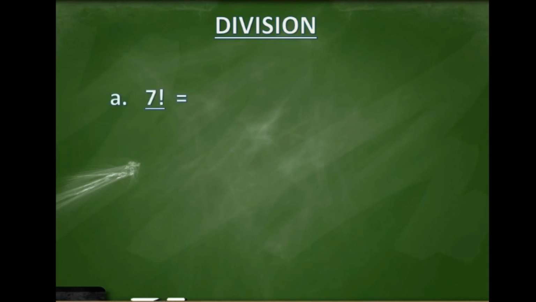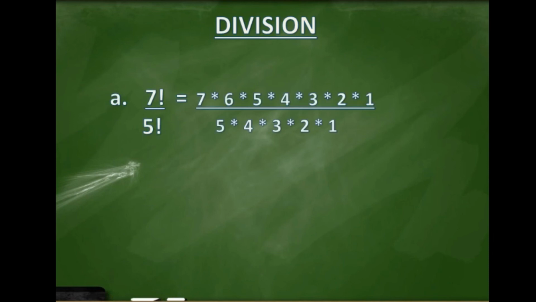So we have 7 factorial divided by 5 factorial. So the first step is to expand the value of each factorial. So 7 factorial expands to 7 times 6 times 5 times 4 times 3 times 2 times 1 divided by 5 factorial, which is 5 times 4 times 3 times 2 times 1. The easiest way to solve this is to cancel all values that can be canceled. So we cancel the entire 5 factorial from the denominator and also from the numerator, which leaves us with 7 times 6, and our final answer is 42.